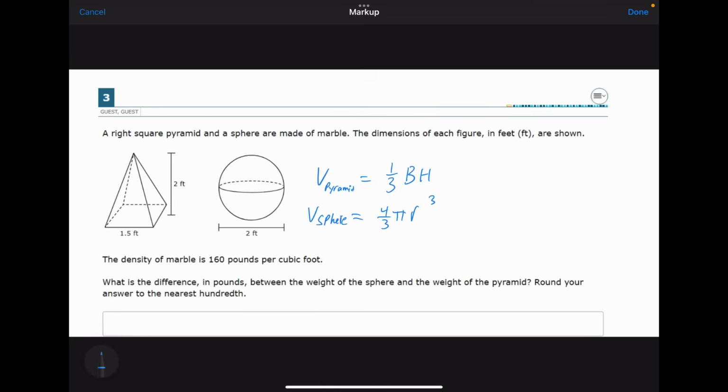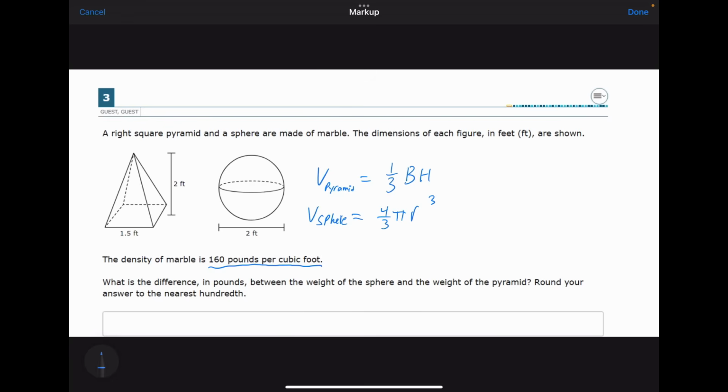Okay, question number 3. This is a rather complex question. There's a lot of moving parts. So here we have a right square pyramid and a sphere made of marble. The dimensions of each figure are given, and the density of marble, we're told, is 160 pounds per cubic foot. When you see something like this, specifically this, cubic foot means we're going to be dealing with a volume. Once we've identified the fact that this is going to be a volume question, we're going to say, okay, we need to find the volume of that pyramid. We need to find the volume of that sphere.